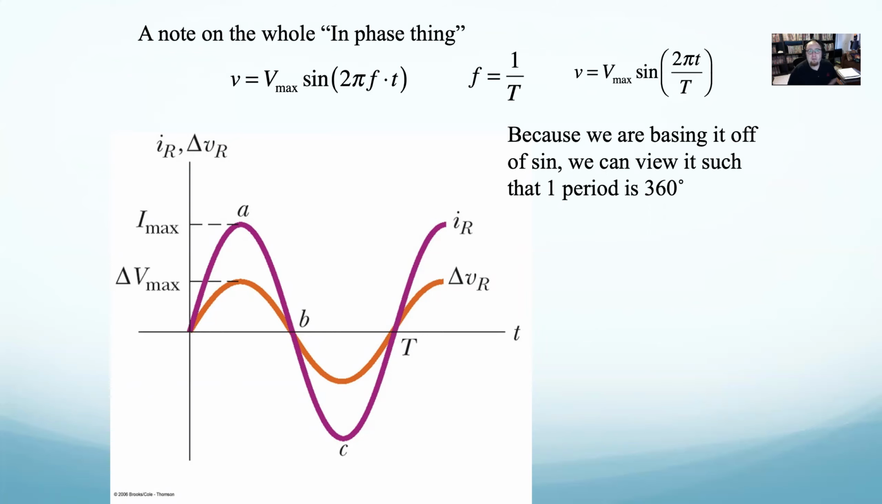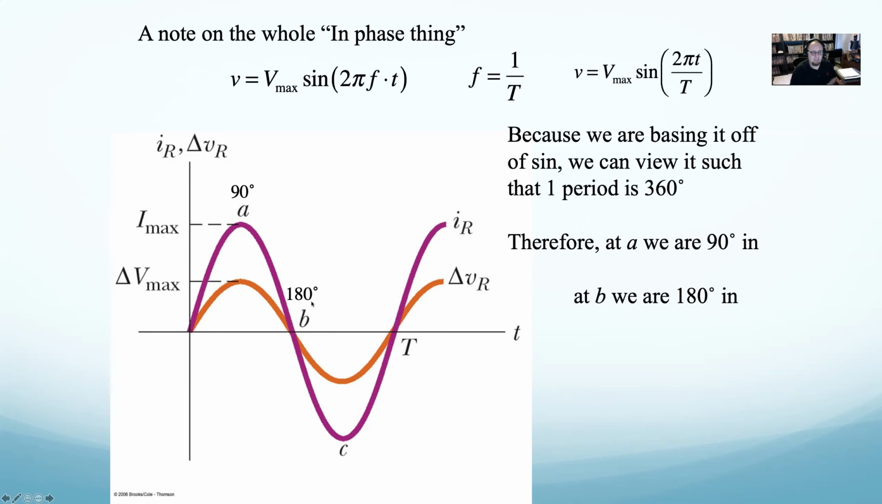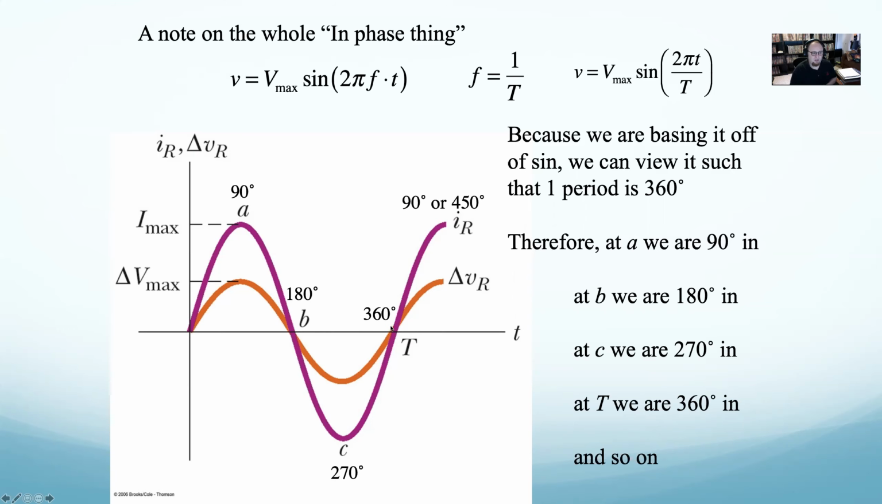But if you remember when I first introduced simple harmonic motion, the whole idea was that something bouncing on a spring worked exactly the same as something rolling. And we just treat it as if it was something rolling. It's the same idea here. For that reason, we say this part here is 90 degrees in, point B is 180 degrees in, C is 270 degrees in, and a full period is 360 degrees in, and so on.